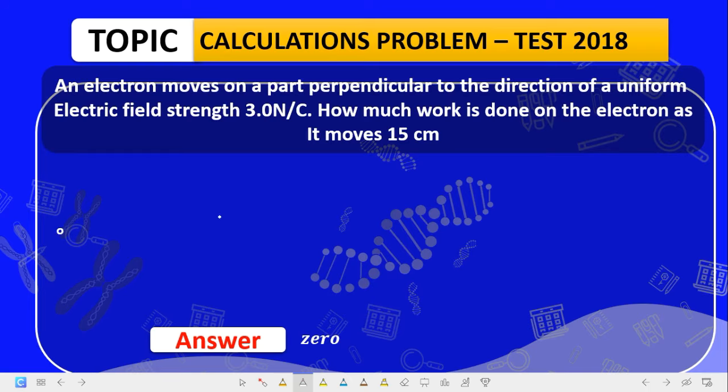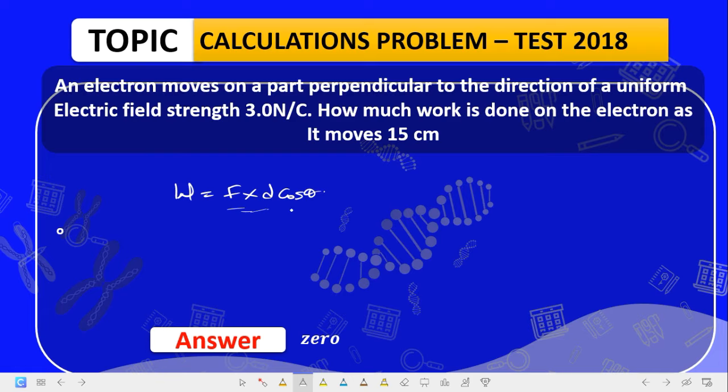Okay, now an electron moves on a path perpendicular to the direction of a uniform electric field. How much work is done on the electron as it moves 15 centimeters? Now, what is work done? We can say work done is force times distance times cos theta. From this formula, that was where every other formula was derived. Okay, work done is equal to what? Force times distance cos theta.